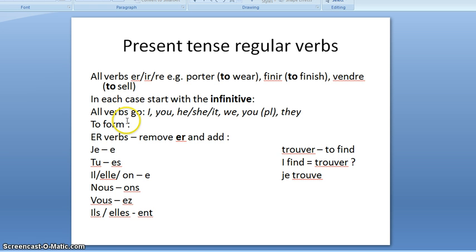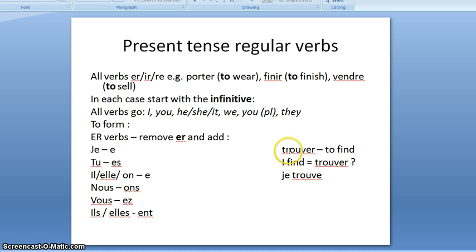Okay. And when you have a list of verbs, they always go in this order: I, you, he, she, it, we, you plural, and they. So for an er verb, what we do is take the er off. So if we had porter, for example, we'd take the er off, and then we'd add these endings. If we're doing I, we'd put an e on the end. If it's a you form, tu, we put es on the end. Il, elle, on, put an e on the end. Nous, we form, ons on the end. Vous, you plural form, ez on the end. And ils and elles, ent on the end. Okay? So go I, you, he, she, it, we, you, and they.